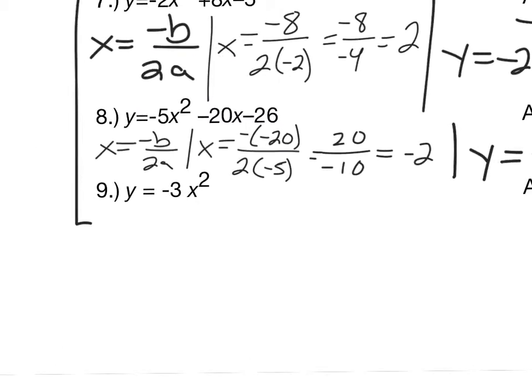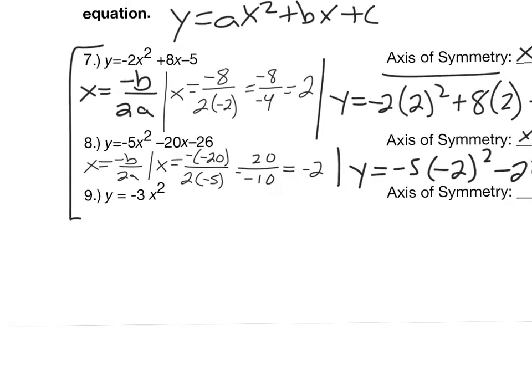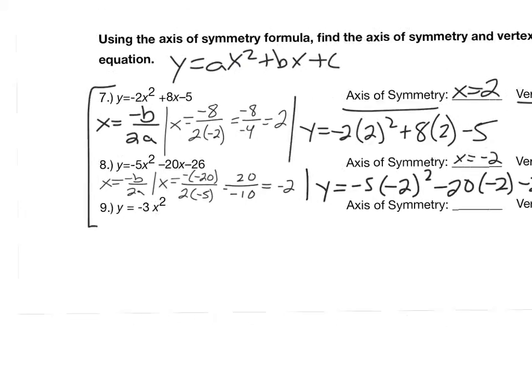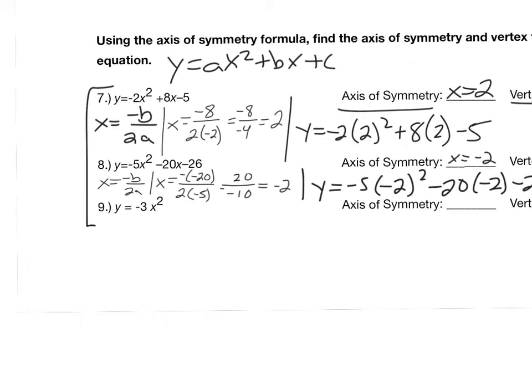And last, number 9, we have y equals negative 3x to the second power. So again, this is in, actually this one is in vertex form really. Remember, vertex form is y equals a times (x minus h) squared plus k. So this one's actually pretty simple.